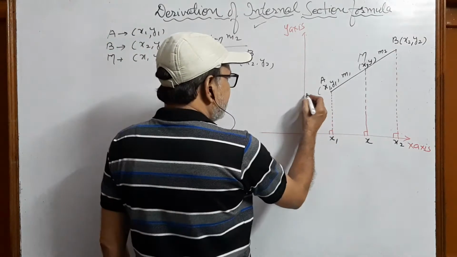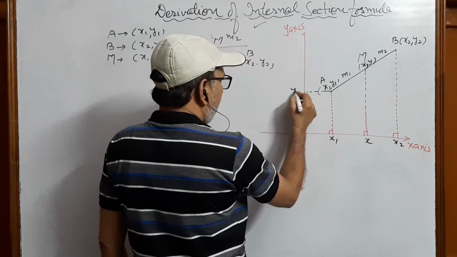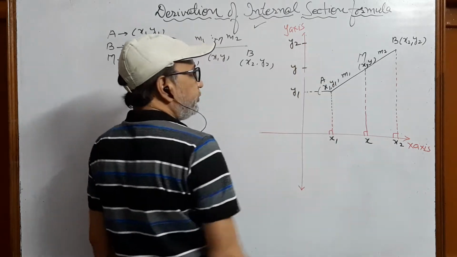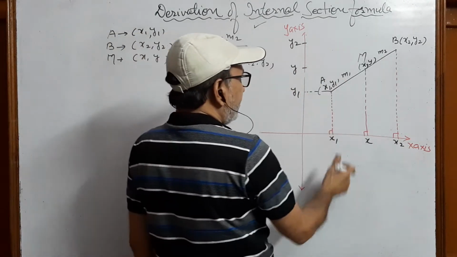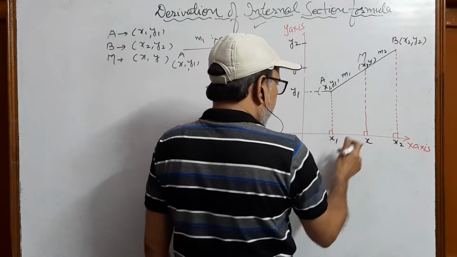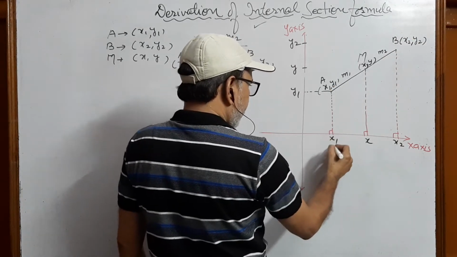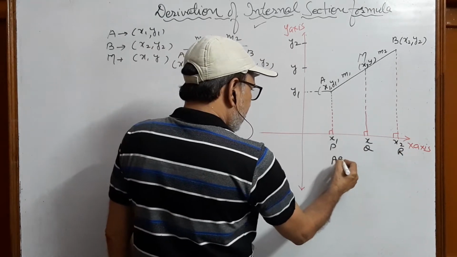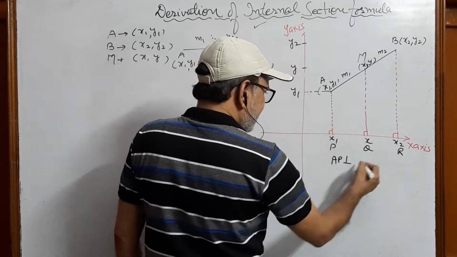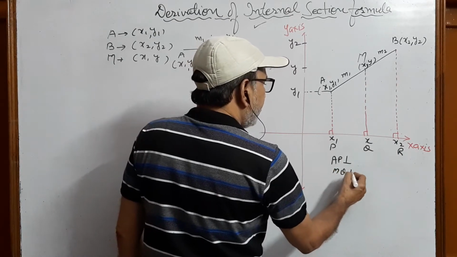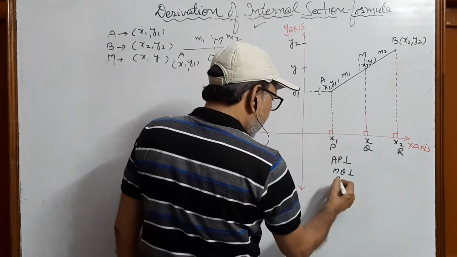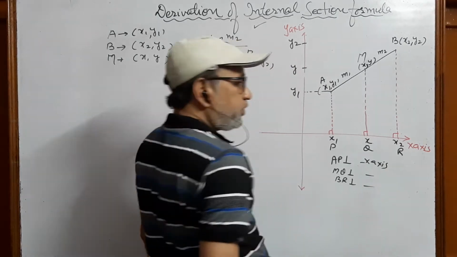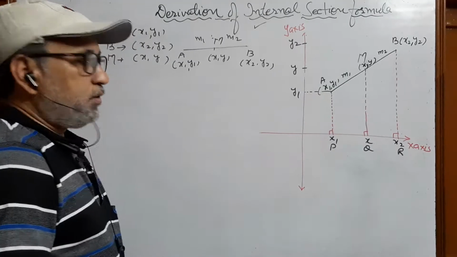Similarly, you can say here this point is your y1, this one is y, and this is y2. Okay, we have drawn perpendiculars from A, M and B. Any point you can mark here, A, P, Q and R. So here AP is perpendicular to the x-axis, MQ is perpendicular to the x-axis, and BR is perpendicular to the x-axis. Okay, so these are the perpendiculars.